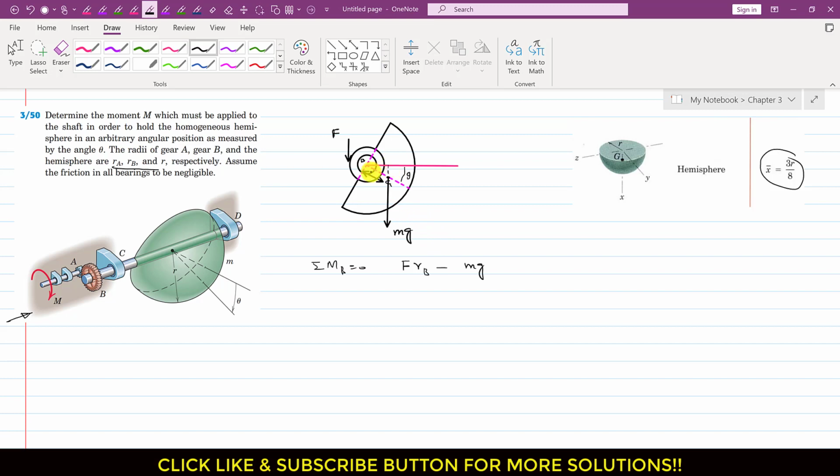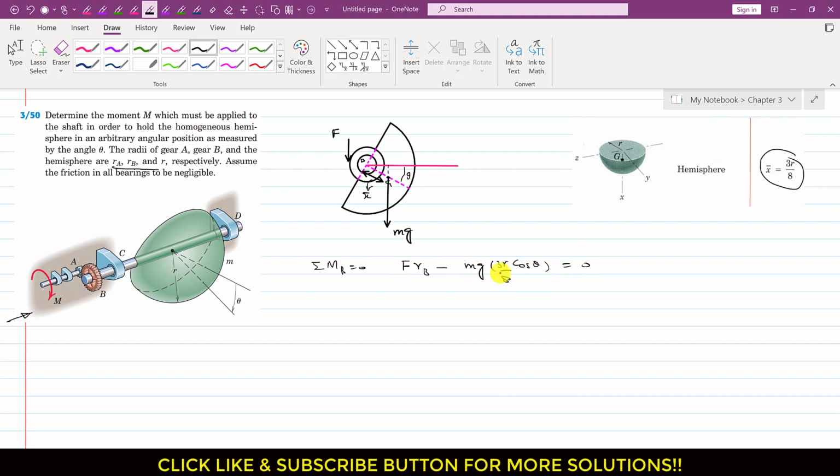Let me draw it. So we have this distance, this horizontal distance. If this distance is 3r divided by 8 and this is theta, then this will be the cos component of this distance. Let's say that this distance is x bar. So this straight distance will be x bar cos of theta, and we know x bar is 3r divided by 8. So this will be equal to 0.